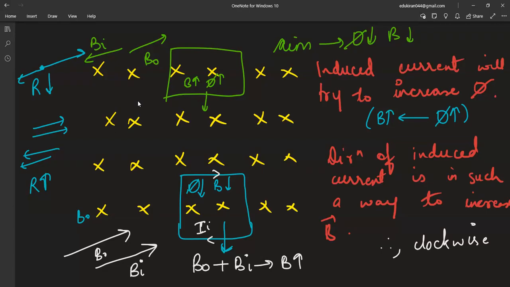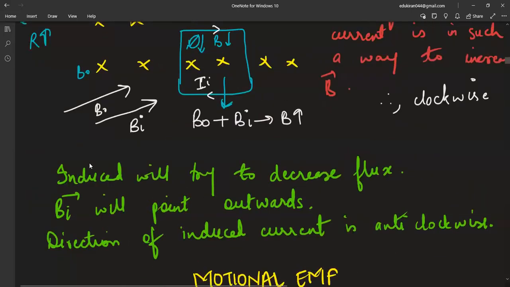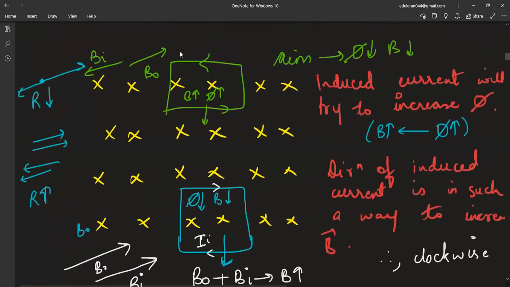See the direction of current. The fingers are going anti-clockwise. That's how you have to solve. So induced current will try to decrease flux. Magnetic field induced will point outwards. Direction of induced current is anti-clockwise in the second part. Second part means this, and first is this. This is the first part. Fine. Note it down.